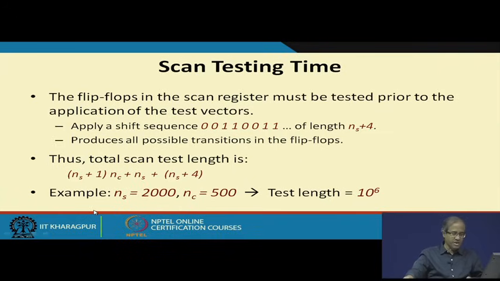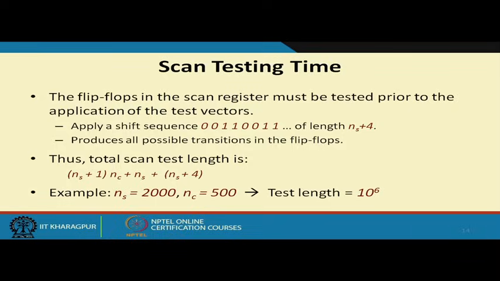Just a small example: if we have in a circuit 2000 flip flops and 500 test vectors, test length will be approximately the product of ns and nc, this is the dominant term. So, it will be about a million. Testing will become slower, no doubt.